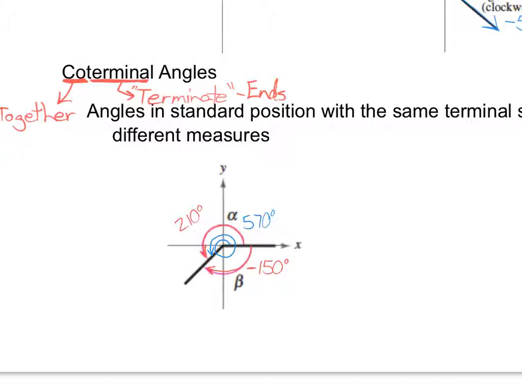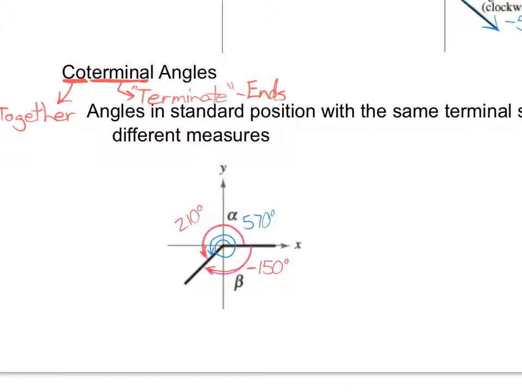And you guys can kind of see how we would have an infinite number of possibilities. Because what if I rotated around twice? Or what if I rotated backwards a full loop and then went negative 150? We could keep rotating as many times as we wanted, and that gives us an infinite number of possibilities.